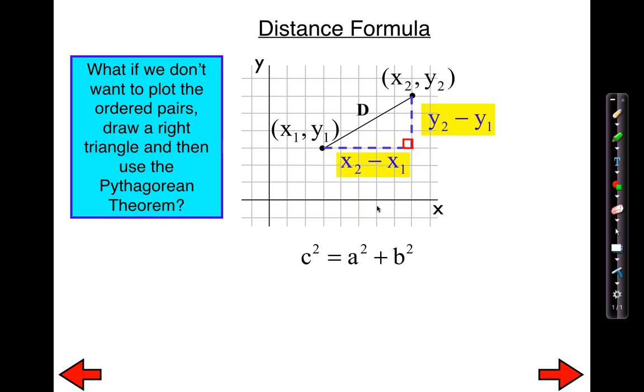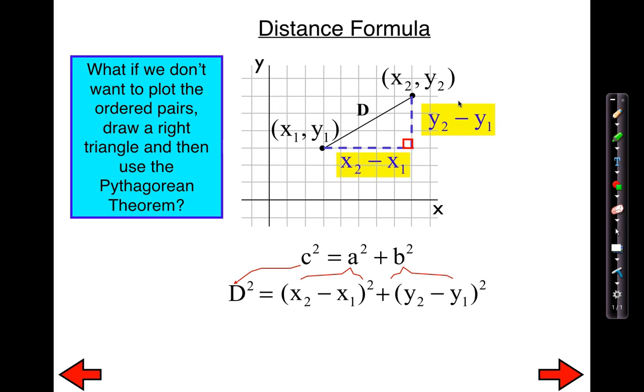So we have our a squared plus b squared equals c squared. I went ahead and put c squared up front. Okay, it's not a big difference. So here, c squared, what I'm going to replace c with is this capital D. So now we have d squared equals, what is a squared? Well, here's one of them, x sub 2 minus x sub 1. And then what about b? Here's the other leg, so I'm going to go ahead and add that to y sub 2 minus y sub 1.